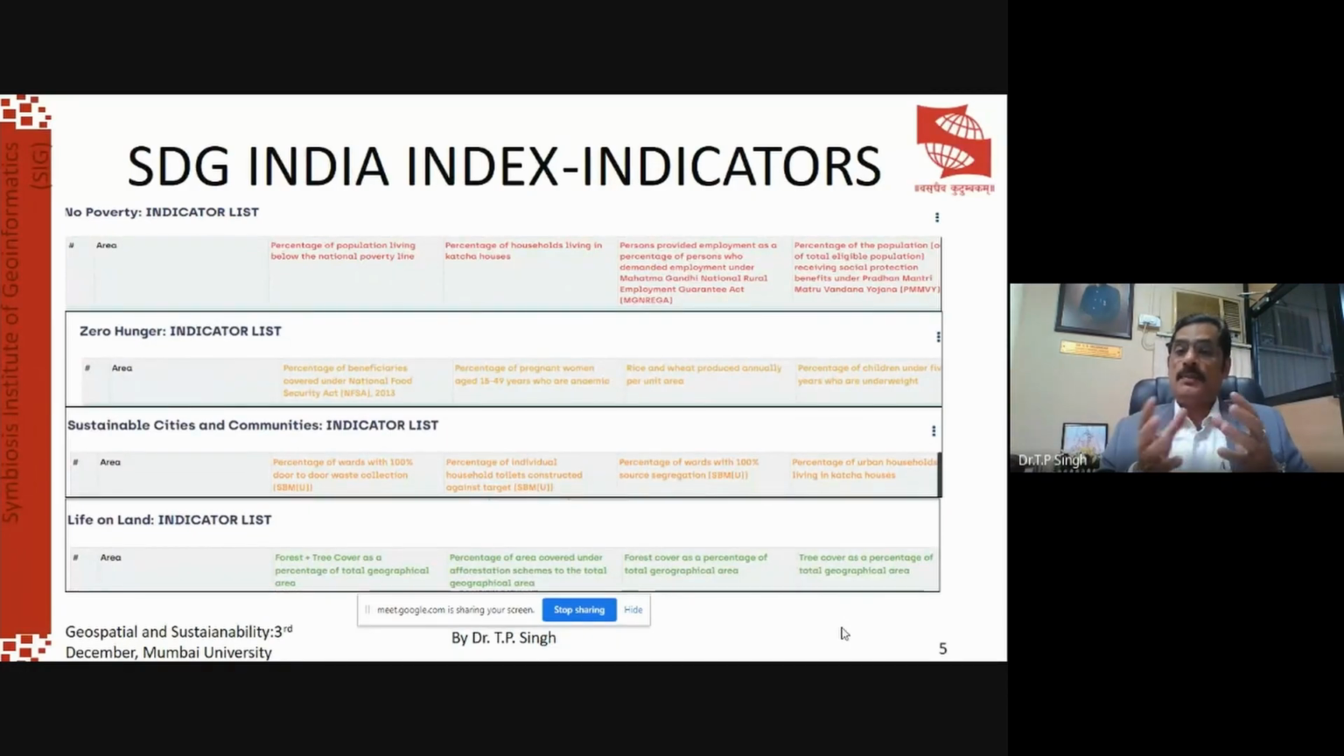Then comes the percentage of children under 5 years who are underweight. That's directly linked with malnutrition. So talking about malnutrition, to understand where we have the highest yield and where we have a lower yield, that can also be identified through geospatial technology.